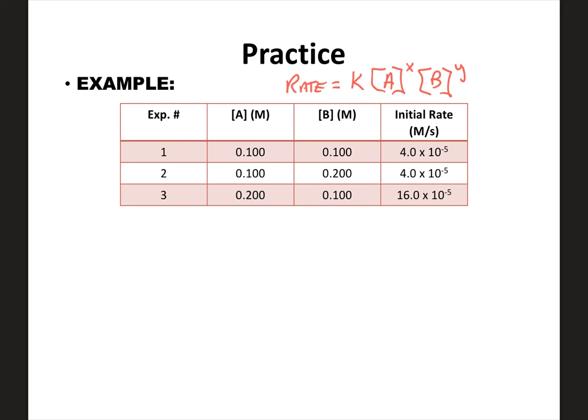The first thing I notice is in experiments 1 and 2, the concentration of A is constant. That means I can figure out the order of the reaction for B using experiments 1 and 2. I noticed that the concentration of B is higher in experiment 2. I always want the higher ones on top. So essentially it'd be rate 2 info over rate 1 info.